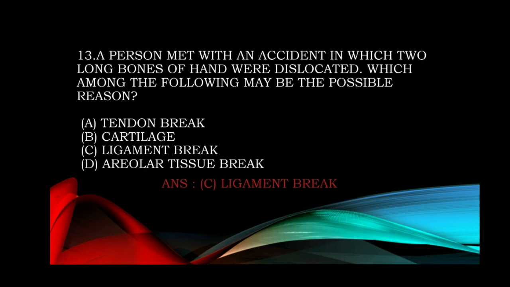Question number 13. A person met with an accident in which two long bones of hand were dislocated. Which among the following may be the possible reason? Options A, tendon break, B, cartilage, C, ligament break, D, areolar tissue break. So in this we know that what is tendon? Tendon will connect the bone to the muscles, right? And the option B, cartilage, will not be the answer.